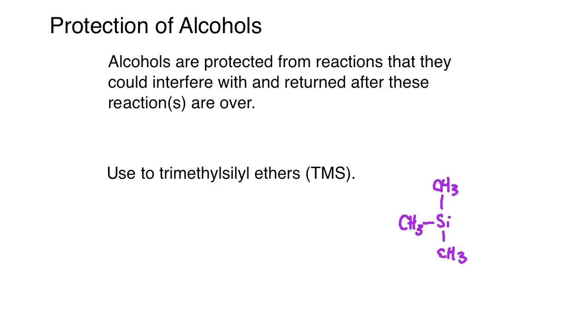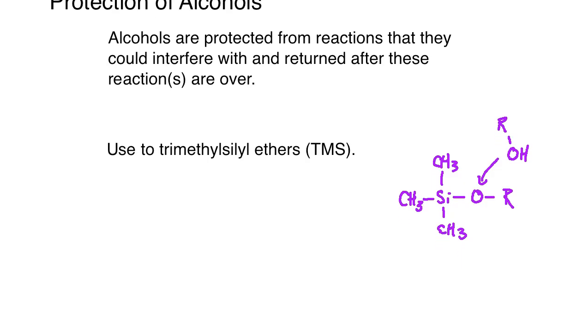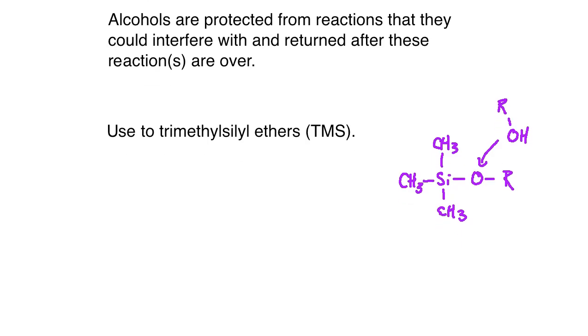So this would be a trimethylsilyl group, and this would be what you attach to the other end of the alcohol. So you're looking at something like this when you're fully protected, whereas this oxygen was originally OH from an ROH group. So that's what your alcohol looks like when it's protected. The way that you do this is with trimethylsilyl chloride.